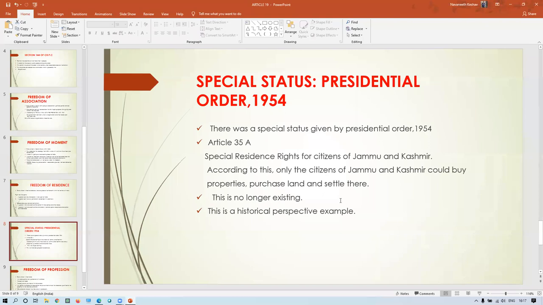Rest, who all were the citizens of India, could not go to Jammu and Kashmir with the intention to buy a property or to purchase land. They just could not do that. But this special status was removed recently and this is no longer existing.